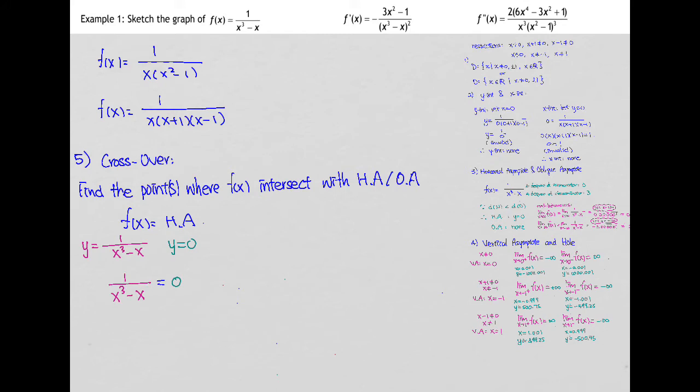So 1 over x cubed minus x equals 0. Multiplying by the common denominator on both sides, you're going to get 1 equals 0, which is invalid. Therefore, we know there is no crossover in this question.